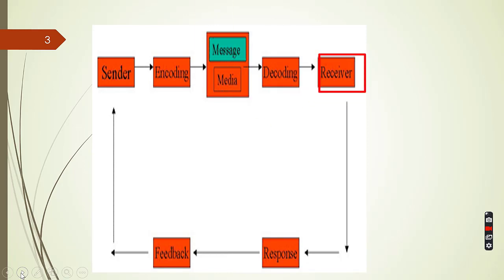Receiver. The person who receives the message is the receiver. He can be a listener in a conference, a viewer of a TV show, or a reader of an email. Response or feedback. The response of the receiver to the message is feedback. It enables the sender to evaluate the effectiveness of his message. The process of communication will be effective and successful if he gets the desired and required feedback.